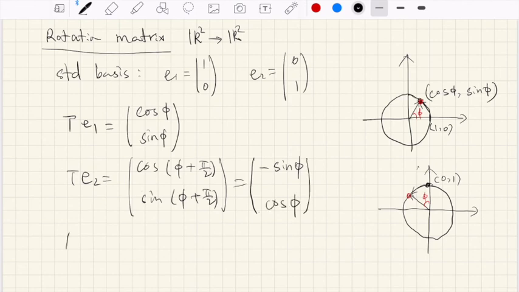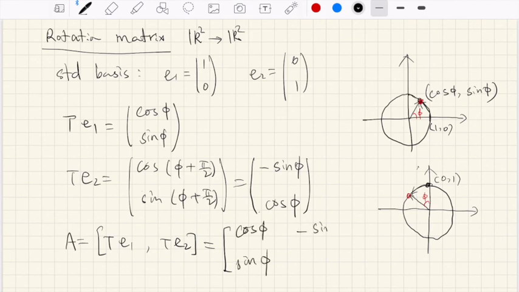So put them together. This is T(e1) and T(e2). Put them together, and this gives you a 2 by 2 matrix. All right. This is the whole lecture, and thanks for listening.